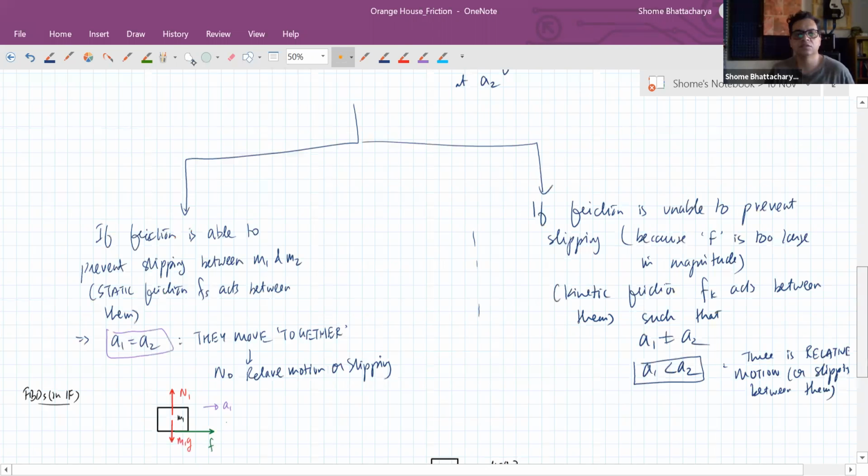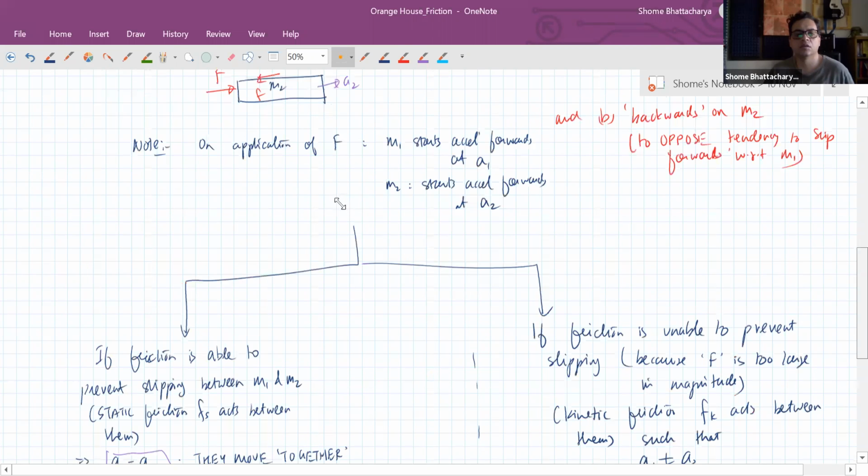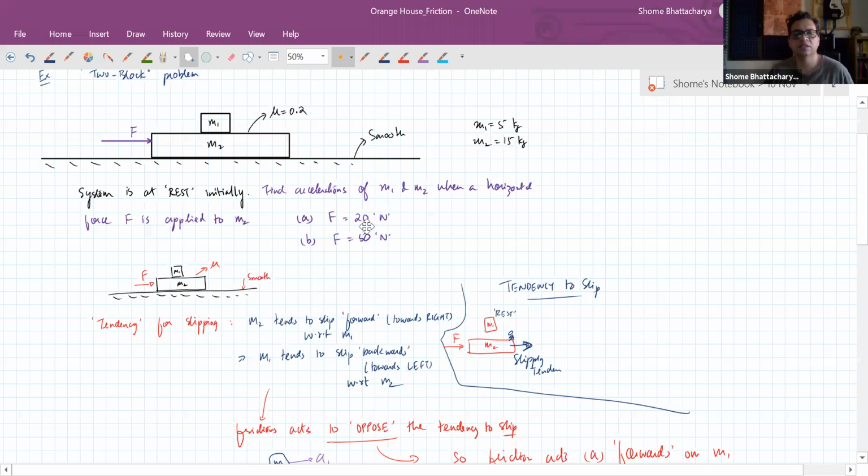Okay. So just give me a moment. We will change the question slightly. We'll keep this as the second and third part. The first part, we are applying a force which is even lesser. Let's say we are applying a force of 5 newtons. So let's see what happens in this case.